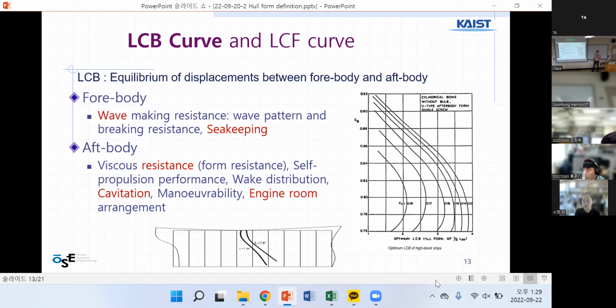So as a designer, when I choose that my ship should have CB of 0.85 or 0.86, then the optimum LCB should be around somewhere here. So I'm using this curve to find out the proper numbers at the beginning.